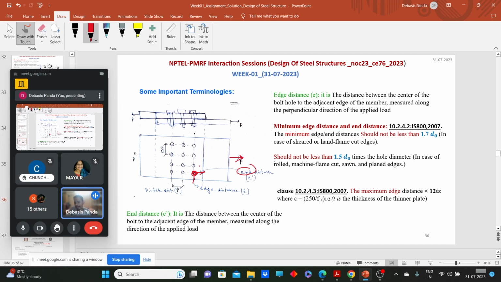Now these edge and end distances play a vital role in avoiding shear tear out and block shear failure. So the code says a minimum value of these edge and end distances should be maintained. That should not be less than 1.5d0 for machine cut or mechanically cut edges. And we have one more, 1.7d0, for hand cut or flame cut or on-site edges. Here d0 is the diameter of the bolt hole.